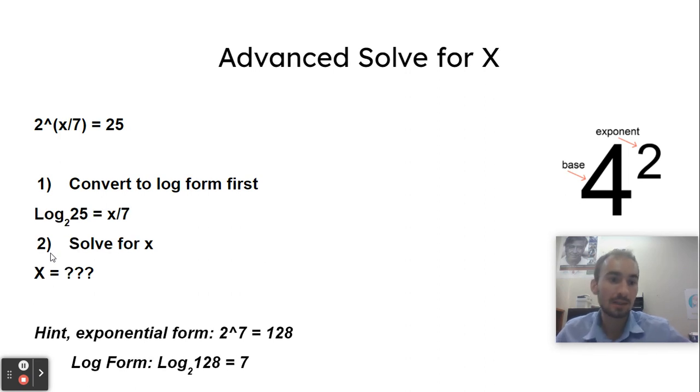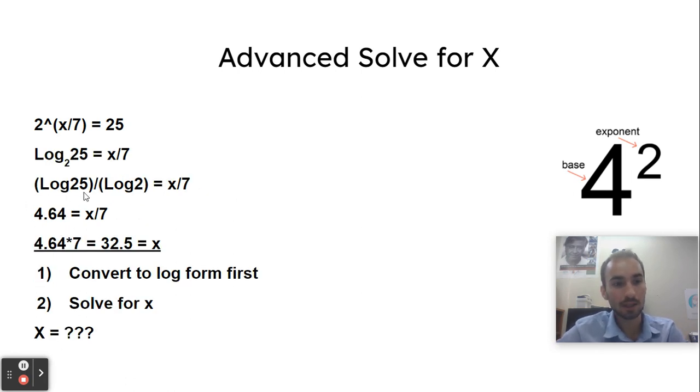If you did it right, if you convert it to log form correctly, the 2 gets pushed down here, and then the x divided by 7 and the 25 swap places. So x divided by 7 goes over here, and then 25 will go to the left. So log 2 25 equals x divided by 7. So you'll put this in your calculator, and you'll get 4.64 equals x divided by 7. And then if you multiply both sides by 7, you get 32.5.